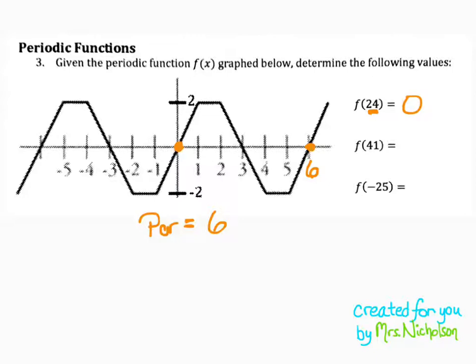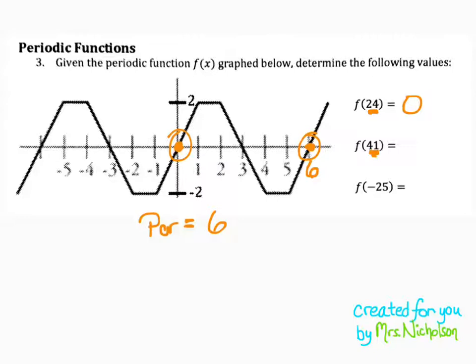Now the next one asks me to find f of 41, and in this case I want to find a multiple of 6. Since 41 is not a multiple of 6, I want to find a multiple of 6 that's close to 41, like 42 for instance. 42 is 6 times 7, and so when I get to 42 on the x-axis, that means that I'm going to be right here at the beginning of the cycle, or you could think about it over here at the end of the cycle, either way, but that's going to be when x is 42.